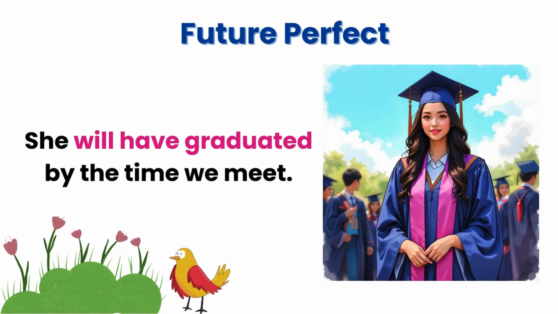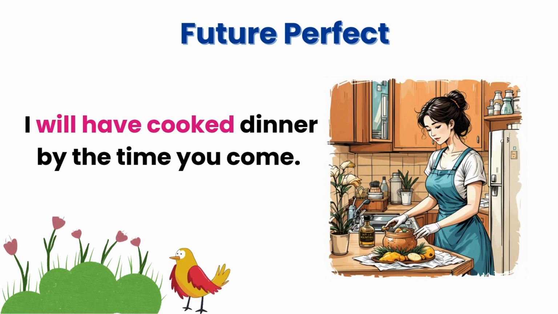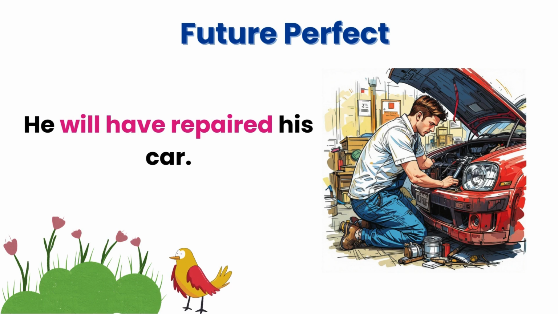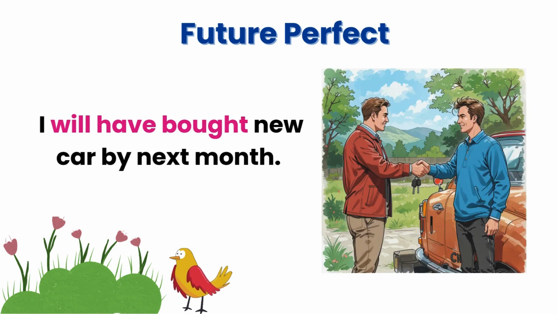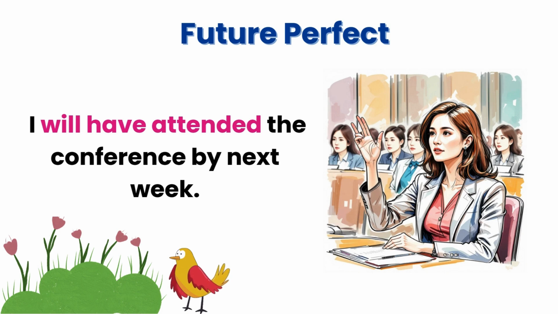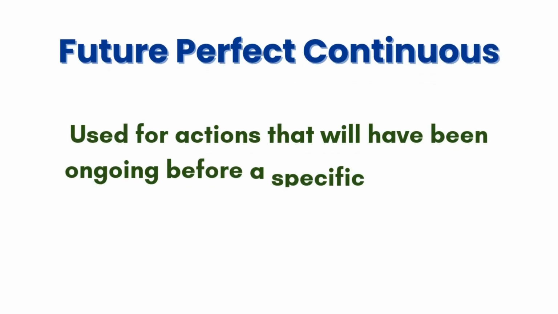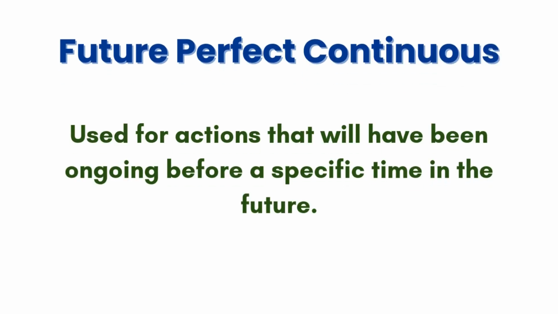She will have graduated by the time we meet. I will have cooked dinner by the time you come. He will have repaired his car. I will have bought new car by next month. I will have attended the conference by next week. Future perfect continuous. Future perfect continuous is used for actions that will have been ongoing before a specific time in the future.